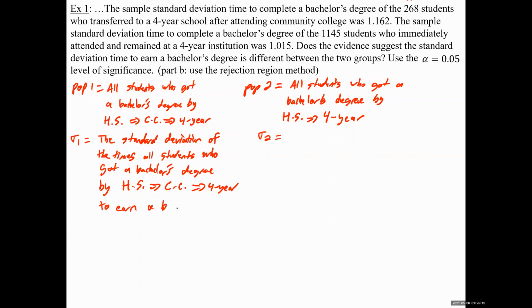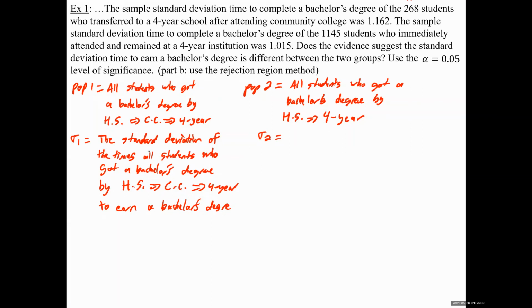Might sound a little bit funny, but it's basically the standard deviation of the times it took these people to earn a bachelor's degree. That's what that says. So if I had all those times, then the standard deviation of all those times, that's what sigma 1 is. But I don't have those times because how many people have got a bachelor's degree going that route in our existence might be trillions, quadrillions of people. So I don't have those numbers.